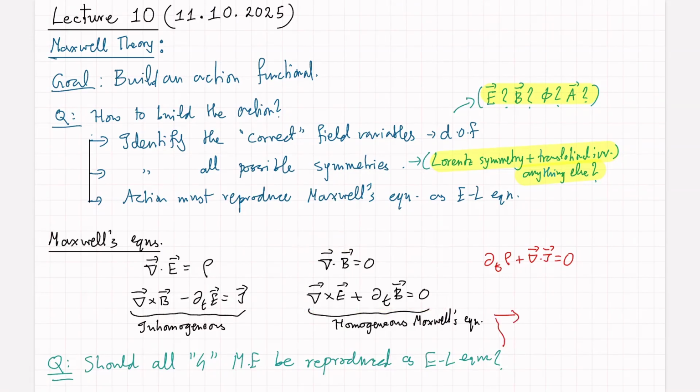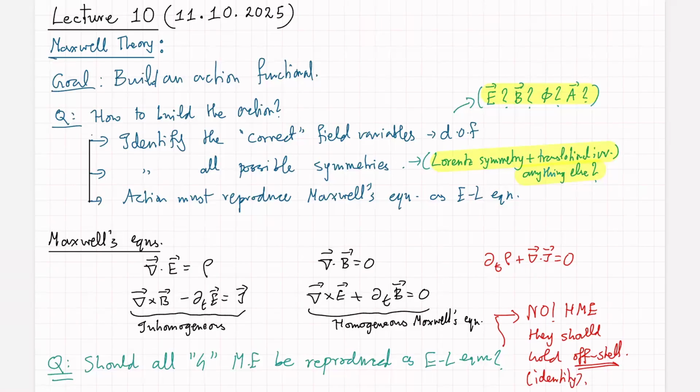So the answer to this question is that no, we should not try to derive all four as Euler-Lagrange equations. In fact, you shouldn't be able to do that, because these two, the homogeneous Maxwell's equations, should hold even off shell. So this will turn out to be part of an identity. It's an identically true statement.